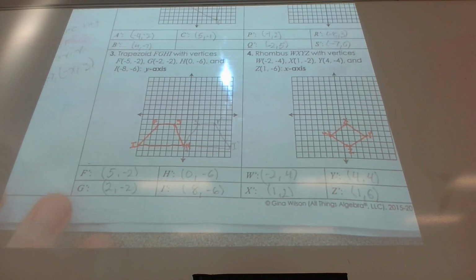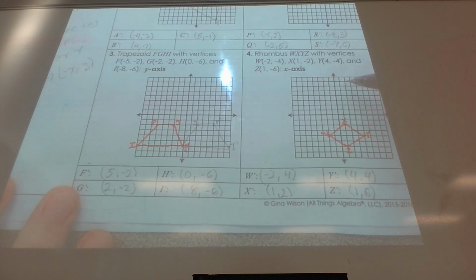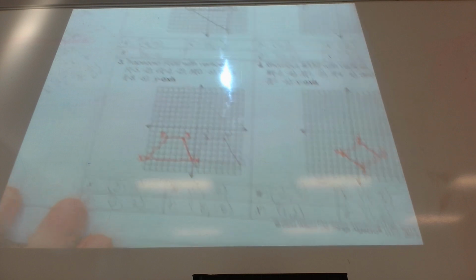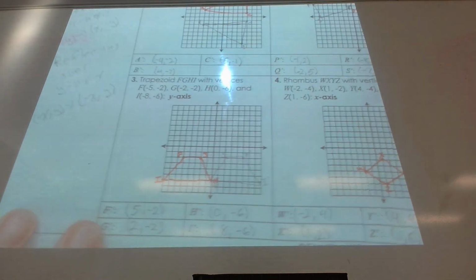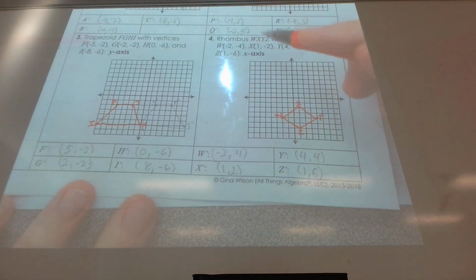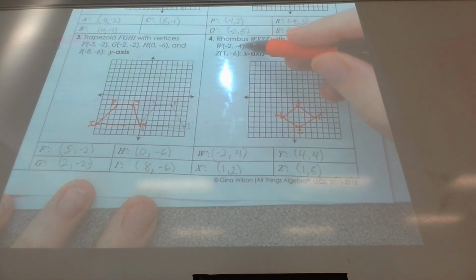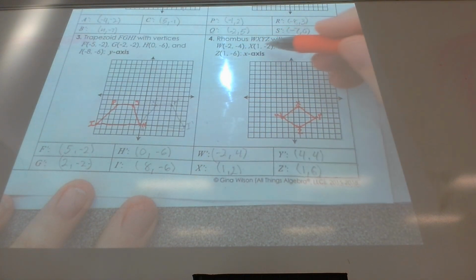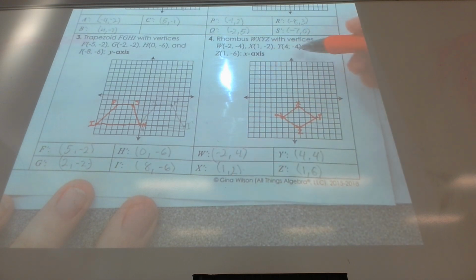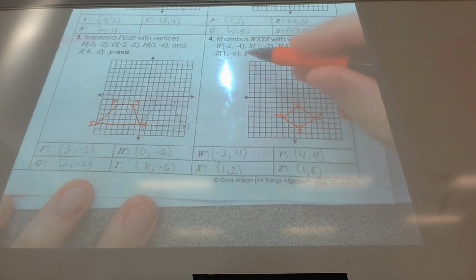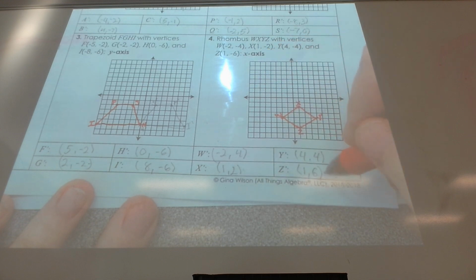And then if we look at this one, it's over the x-axis, and we said that for the x-axis we change the y value. So negative 2, negative 4 becomes negative 2, positive 4. 1, negative 2 becomes 1, 2. 4, negative 4 becomes 4, 4. 1, negative 6 becomes 1, 6. Okay, I'm going to trust that you can graph this yourself for the new points and label them with the primes.